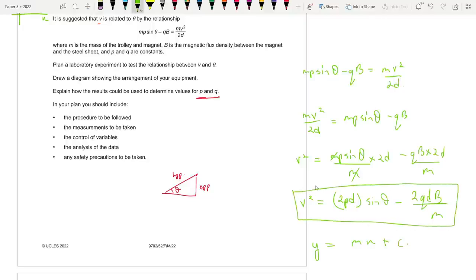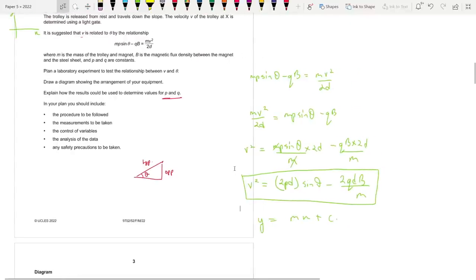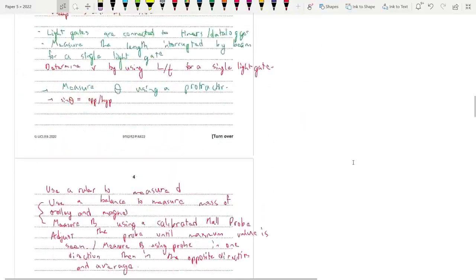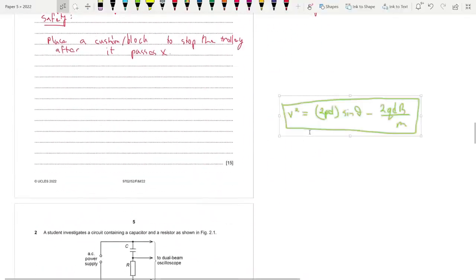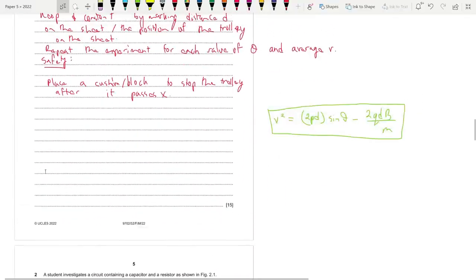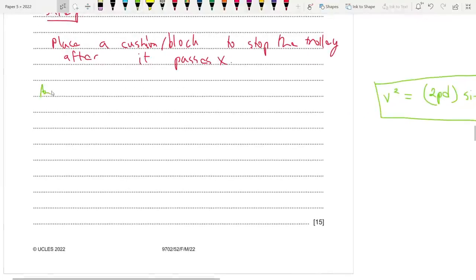2pd is actually the gradient, right? 2pd is the gradient, and the one on the right hand side is the intercept. So since it has an intercept, it will not pass through the origin. Remember that, okay? So let's go for the analysis now.